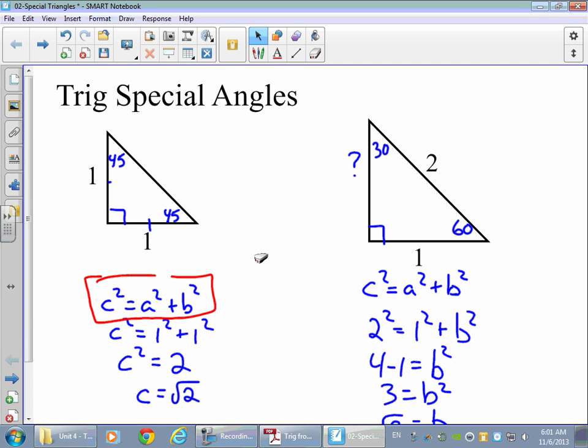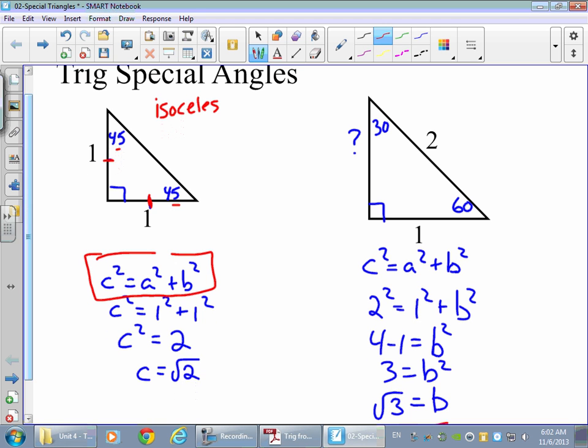Okay, welcome back. We're going to look at a couple of special triangles today and some special angles that we often focus on in trig. The first triangle off to the left here is your basic isosceles, where the two legs of the triangle are the same length. And of course, if the two sides are the same length, then the two angles have to be as well, so they're 45-degree angles.